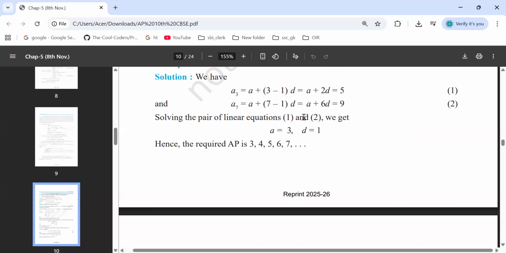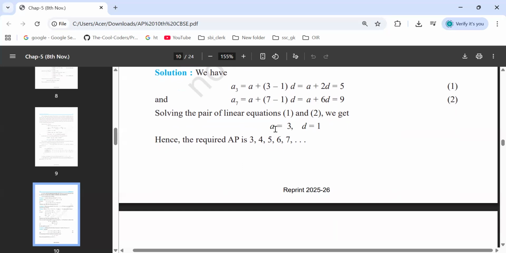So for example, when we solve these equations, we will get the value of a equal to 3 and d equal to 1. So the AP required is 3, the difference is 1, so 3 plus 1 is 4, the difference is 1, so 4 plus 1 is 5, 5 plus 1 is 6.